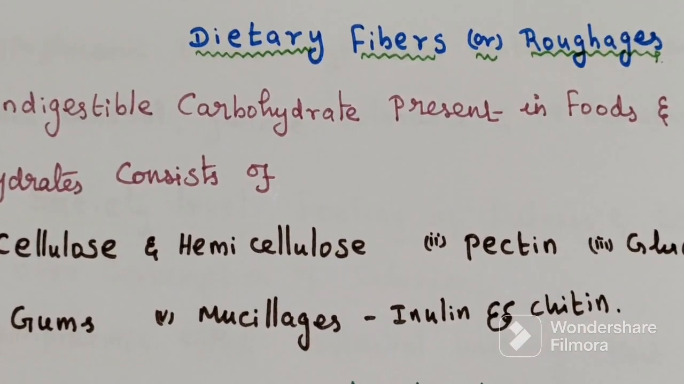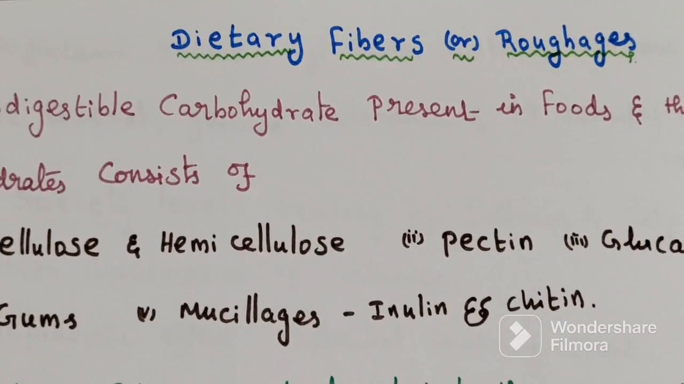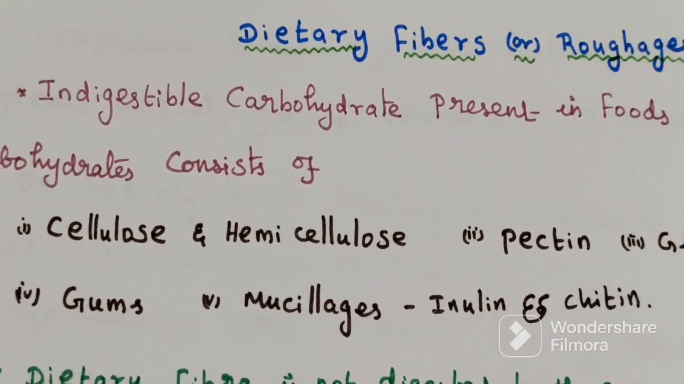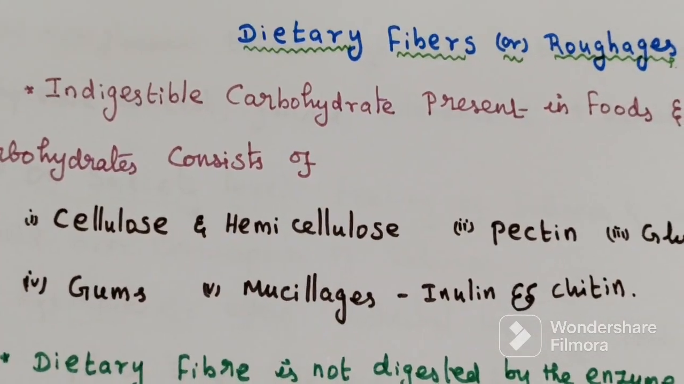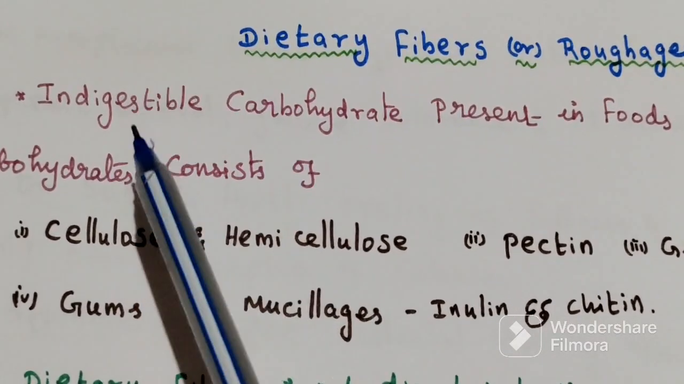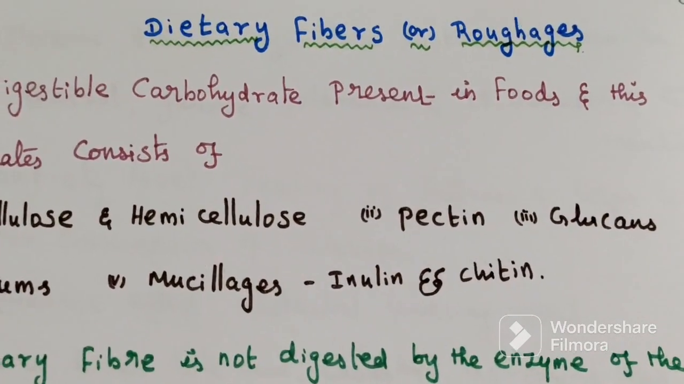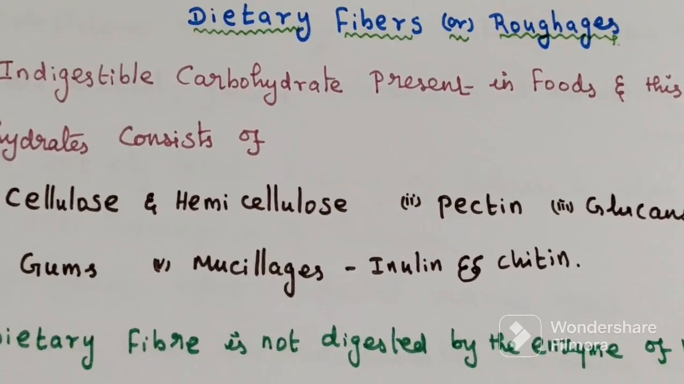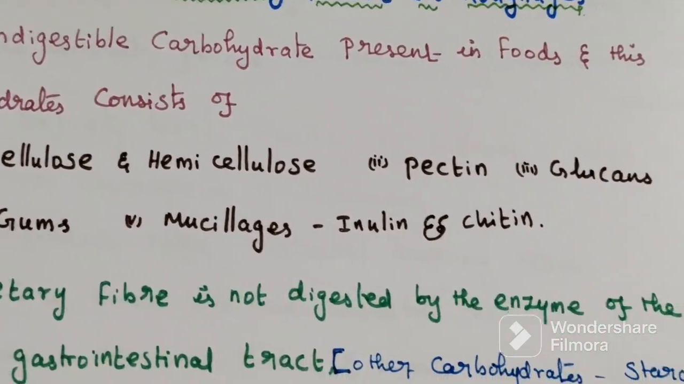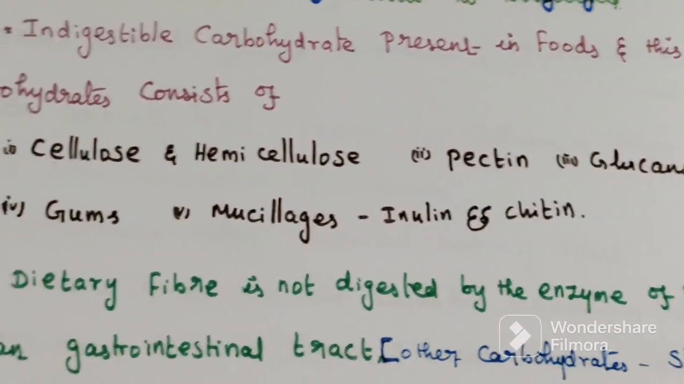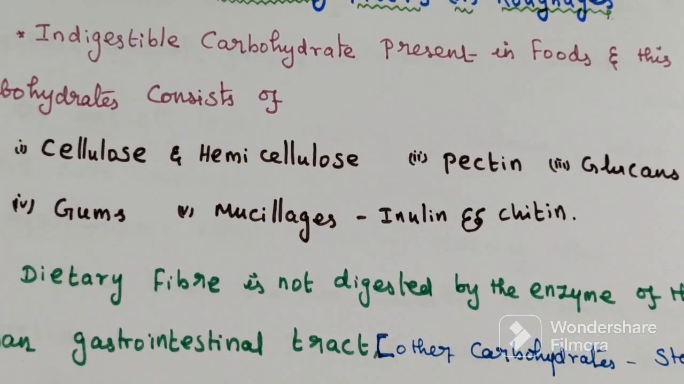Today's topic of discussion is dietary fibers. Dietary fiber is also called roughage. Dietary fiber is the name given collectively to indigestible carbohydrate present in food, and this carbohydrate consists of cellulose, hemicellulose, pectin, glucans, gums, and mucilage like inulin and chitin.